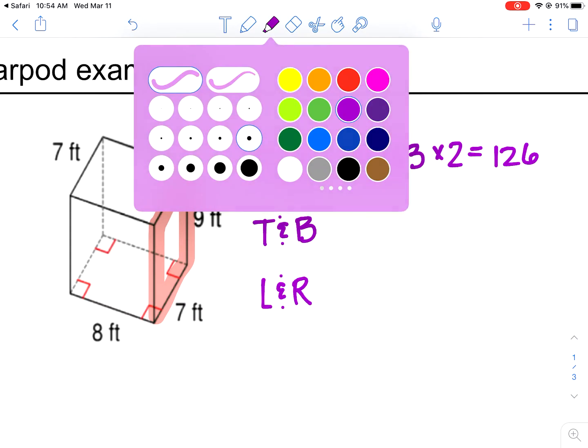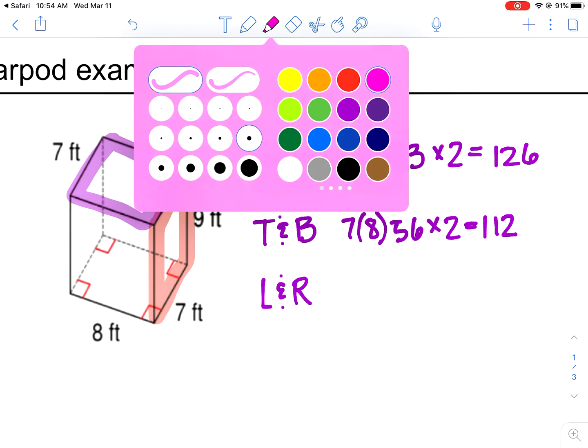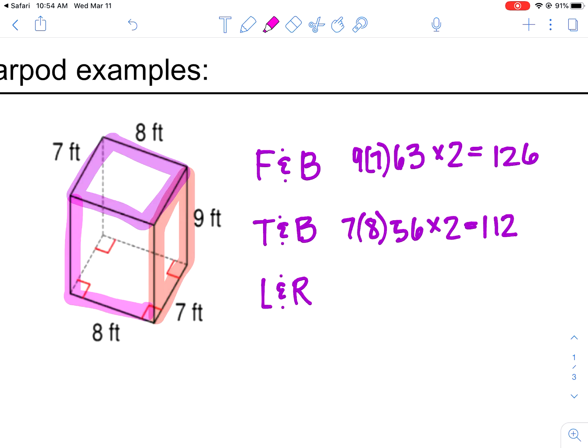For the top and the bottom, in purple, I can see those measurements are 7 times 8, which is 56. And 56 times 2 is 112. And then lastly, you have your left and your right. I'm highlighting that in pink. You can see that you have to transfer around this 9 so that you know this is 8 times 9, which is 72. And there are two identical shapes, so that's 144.